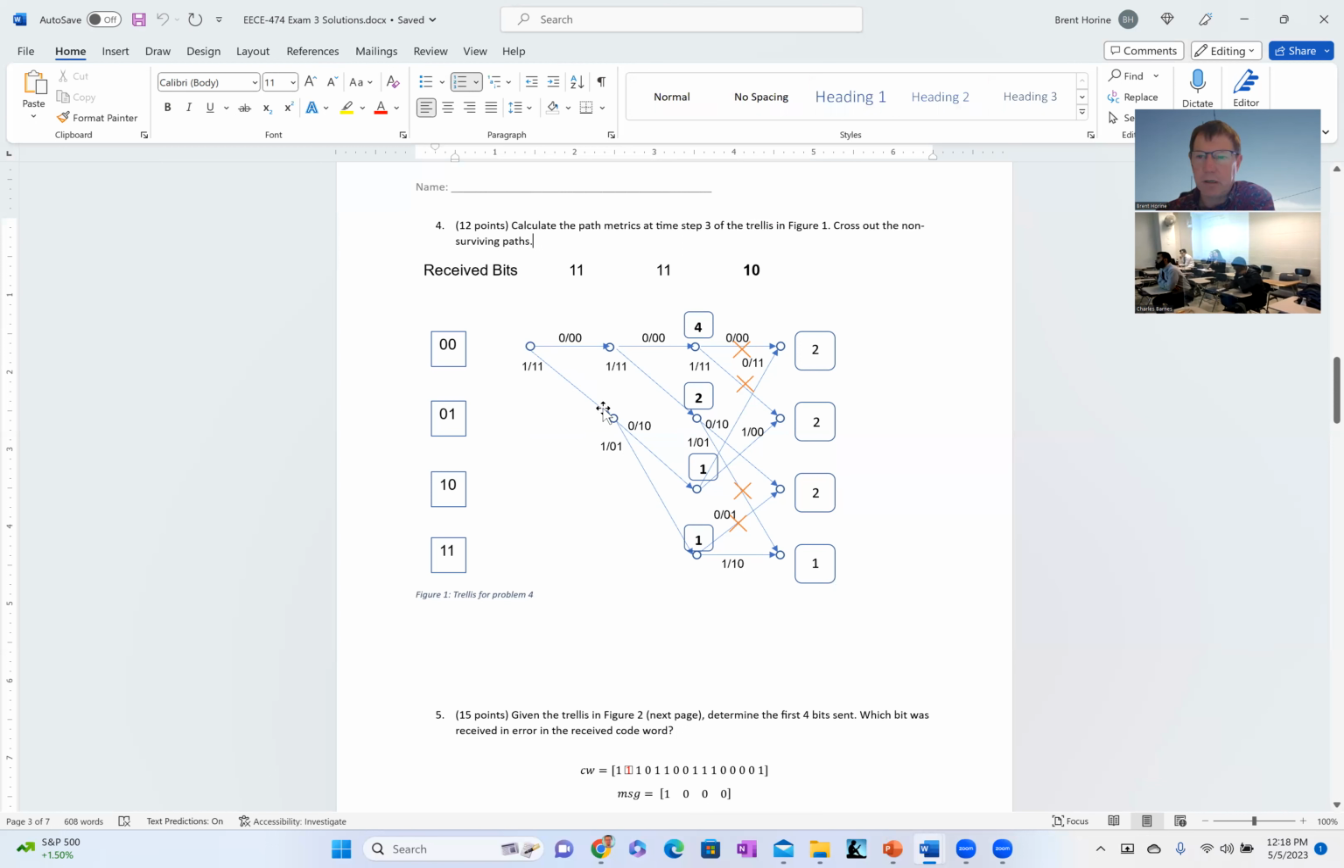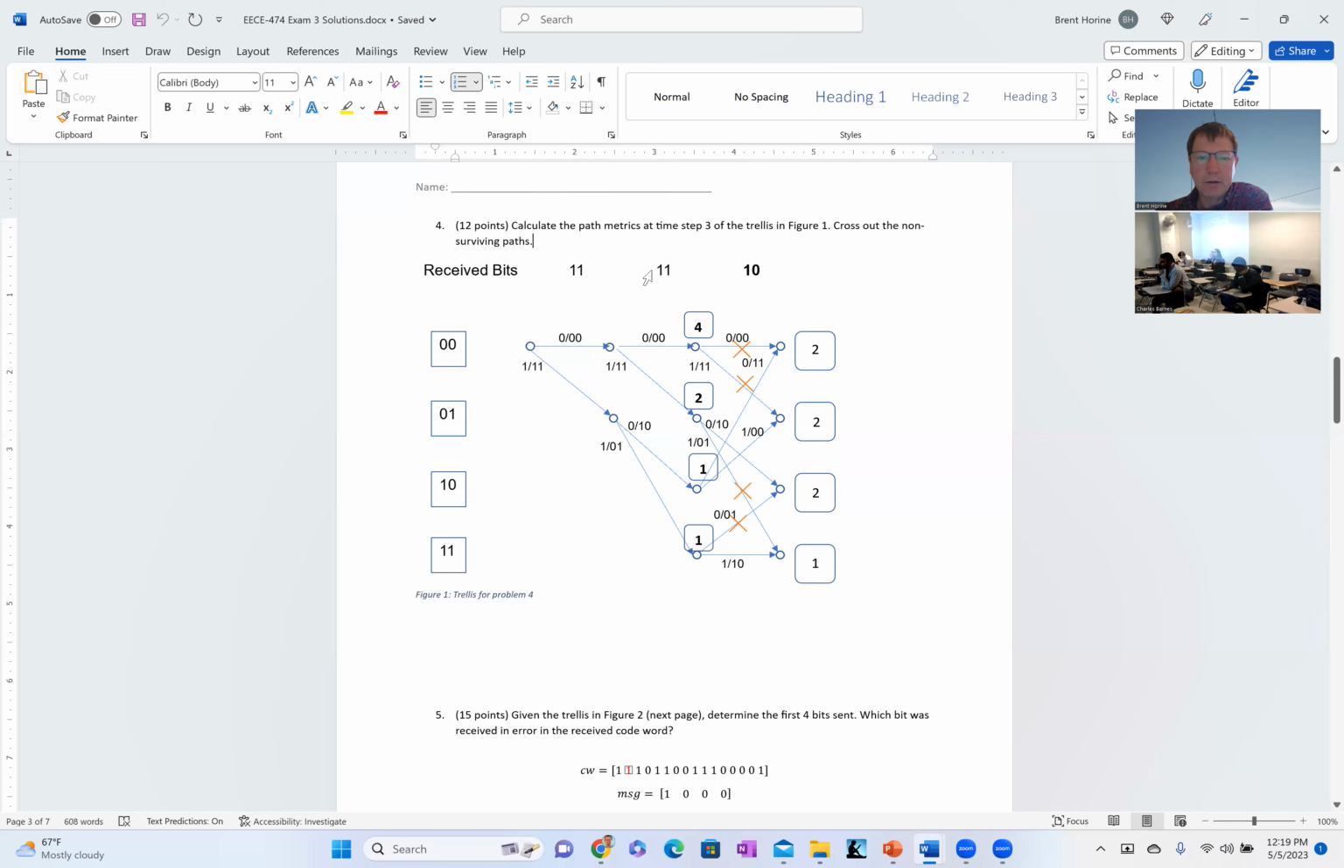So it'd be a 0 right there. And then we look at the next step, right? And now we can calculate the branch metric and add it to the path metric. So here we've got 1-1 and 0-0. That's another metric of 2. We add that to the previous 2, and we end up with 4, right?